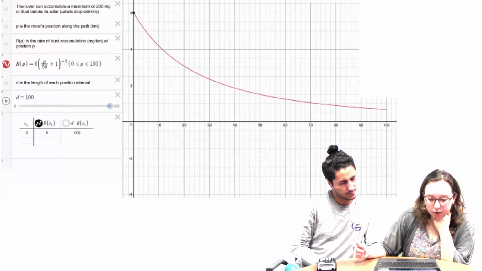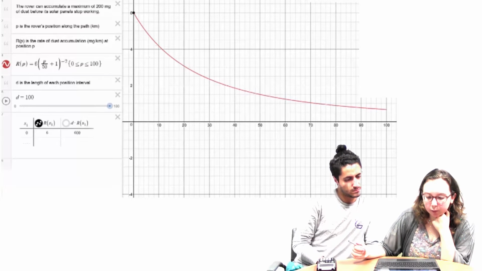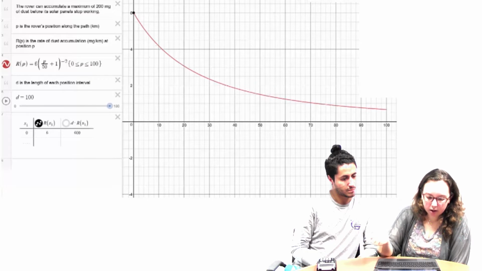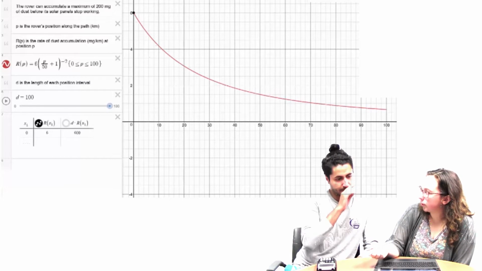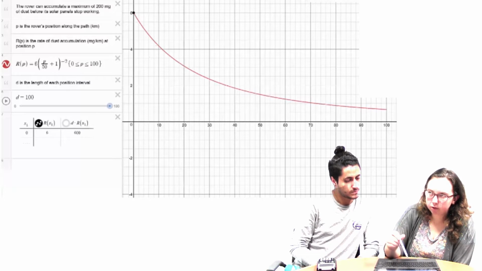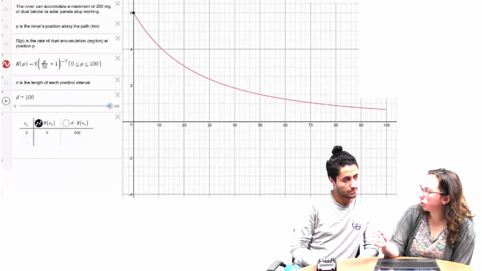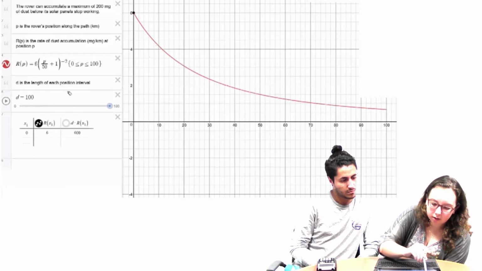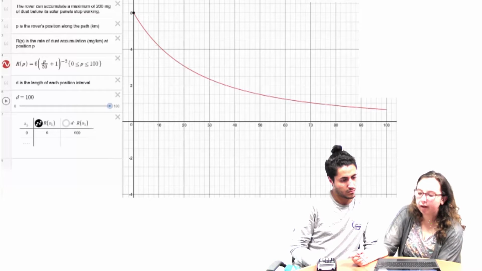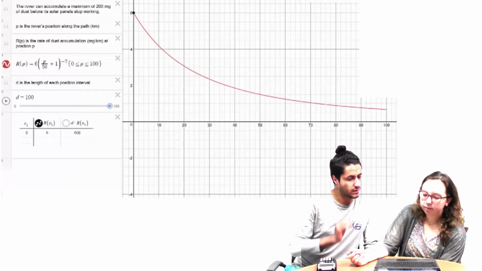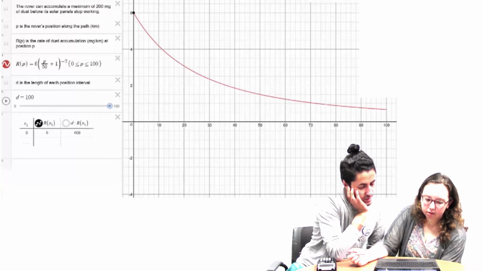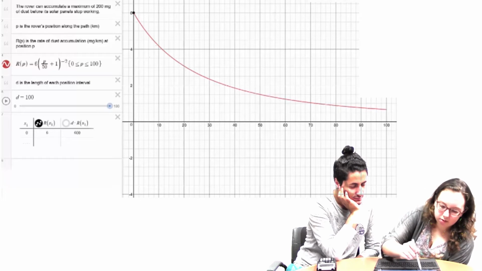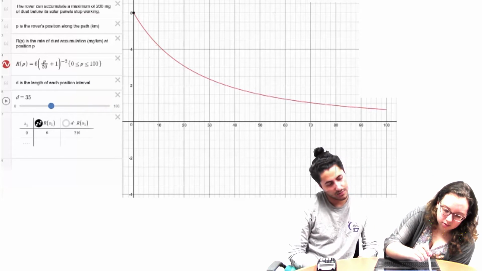So I think how we want to do this would be a Riemann sum. For Riemann sums, we're going to multiply the length of our intervals, whatever we decide that to be, times the value at those points of the interval. So that's the length of each position interval. What should we have that be? If we're going from 0 to 100, what if we just say our d is equal to 10? Okay. We'll set d equal to 10.